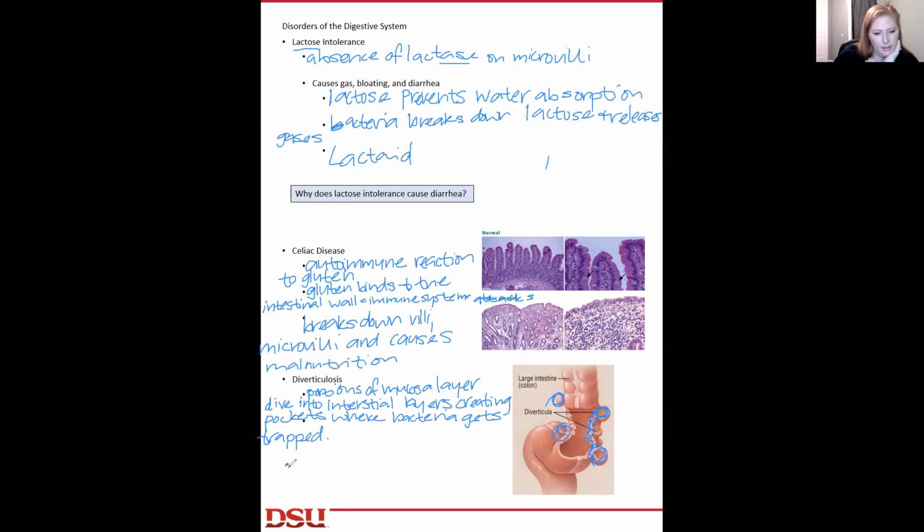So again, this can cause infection, inflammation, and this is then what you can have is your flare-up of diverticulitis.